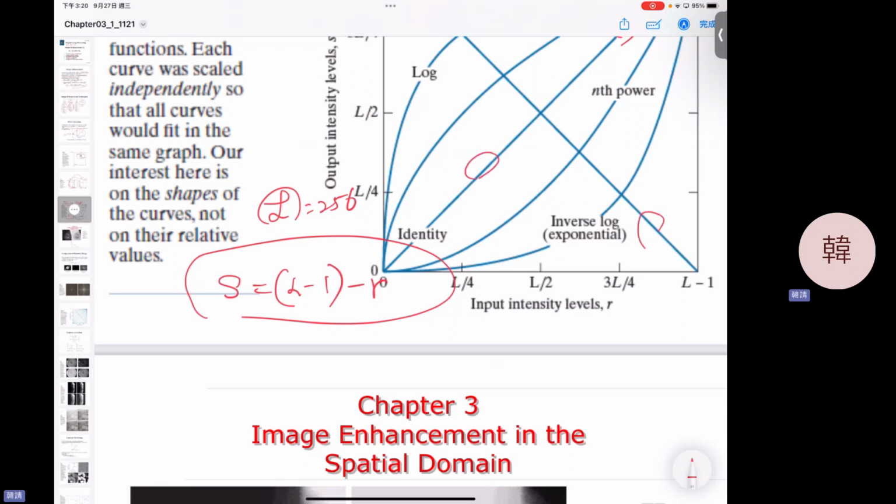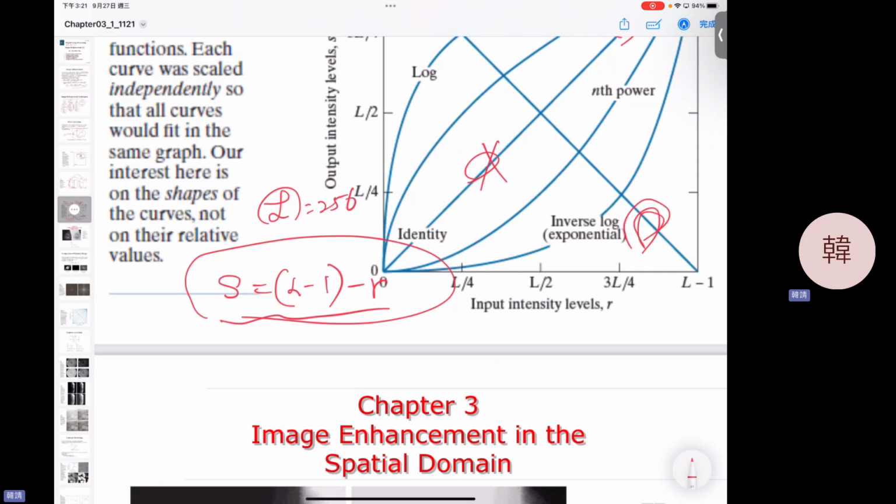This one is the identity, right? They didn't change anything. The diagonal at 45 degrees is the identity transformation. Nothing changed at all. r to s is exactly the same, so it's not necessary to say more. And this one is the negative transformation. If you play with a camera, you know the negative film. Actually, this is your negative film's content. It's very simple, just linear, minus your highest.